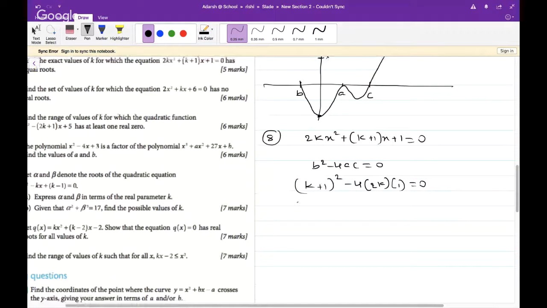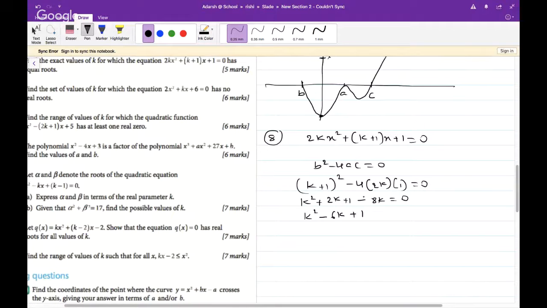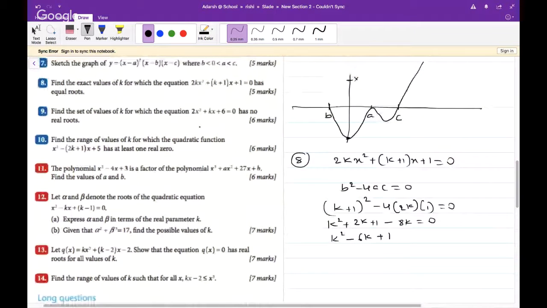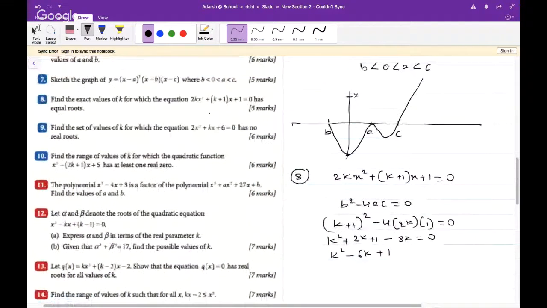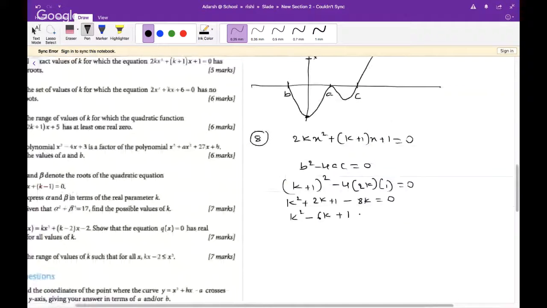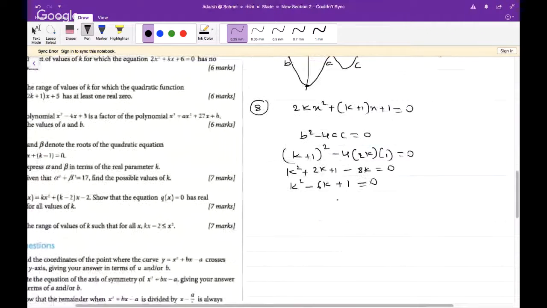So expand this, k square plus 2k plus 1 minus 8k. This entire thing is equal to 0. So you have k square minus 6k plus 1. Now this entire thing is equal to 0. Now how do we get this?